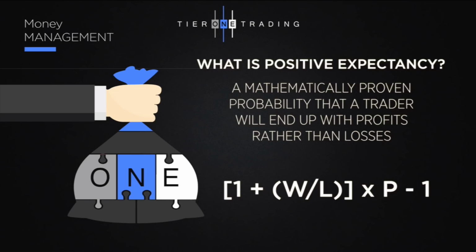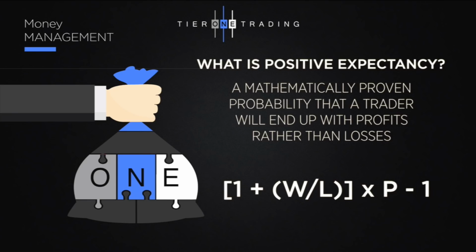So it's a mathematically proven probability that we're working to. If that's mathematically proven, what is the formula? Well, it looks like this: 1 plus W divided by L, multiplied by P, minus 1. Now you're probably asking yourself, what does all that stand for? What are these numbers?